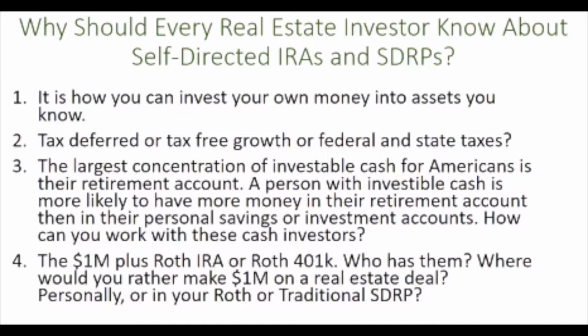Number three, the largest concentration of investable cash for Americans is their retirement plan. A person with investable cash is more likely to have more money in their retirement account than in their personal savings or investment accounts. How can you work with these cash investors? And so Matt opens up the class saying that there is over $25 trillion in retirement plans, and that number is constantly growing. And so this is the largest sum of cash in one place in America.